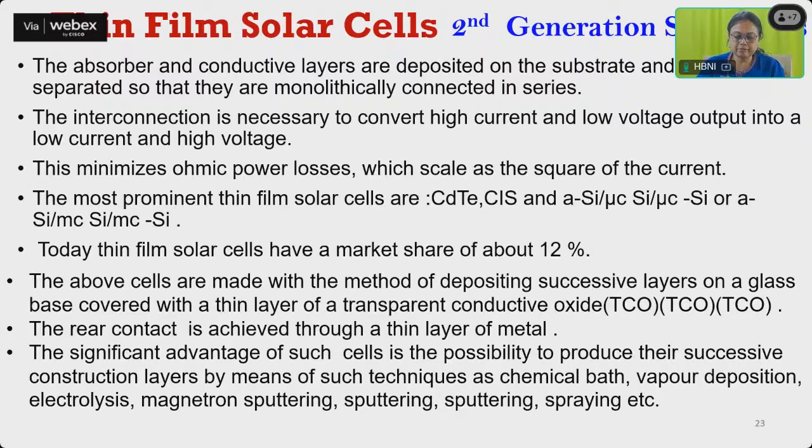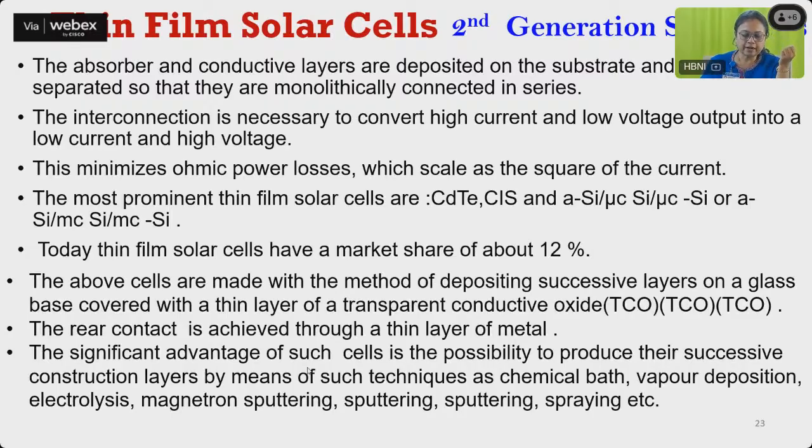The above cells are made with the method of depositing successive layers on a glass base covered with a thin layer of a transparent conductive oxide. Because these are thin films, you require a substrate, and the substrate has to be one contact. So that's why transparent conductive oxides are taken. The rear contact is achieved through a thin layer of metallization like aluminum or gold.